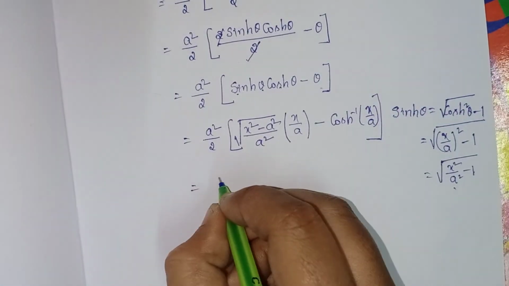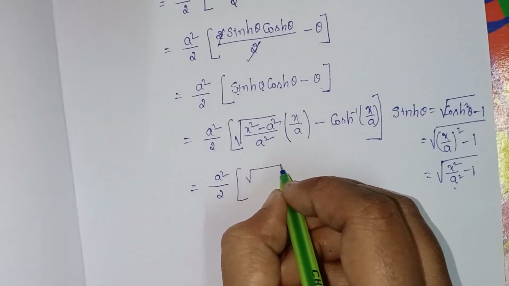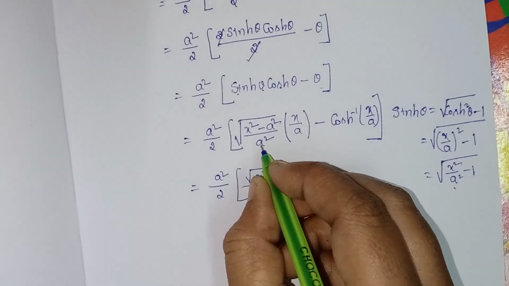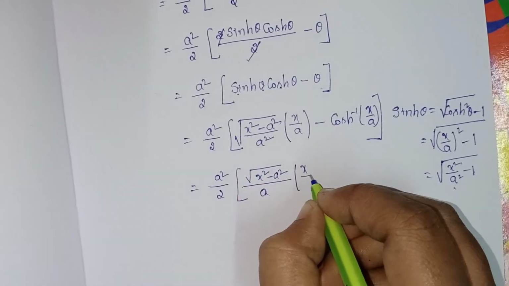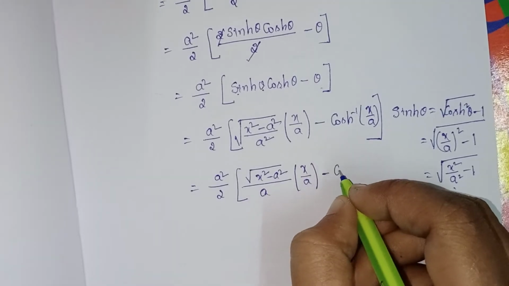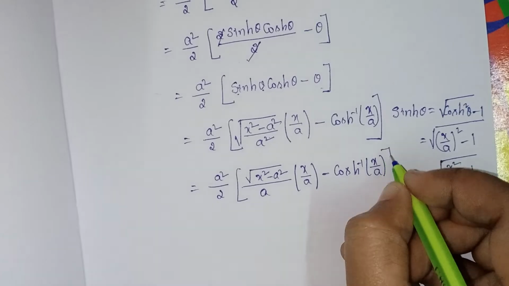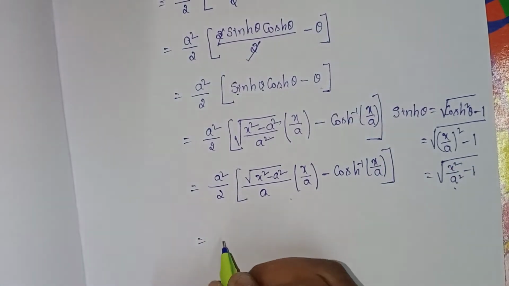Okay, a square by 2 into square root of x square minus a square by a square, root a square means a only, into x by a, minus cos h inverse of x by a. Now you multiply a square by 2 for these two terms.